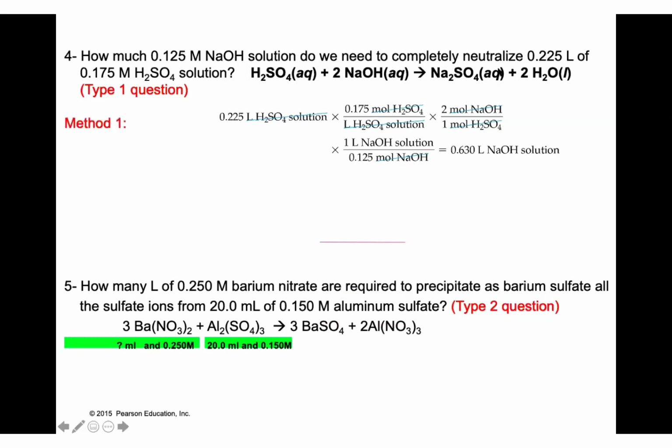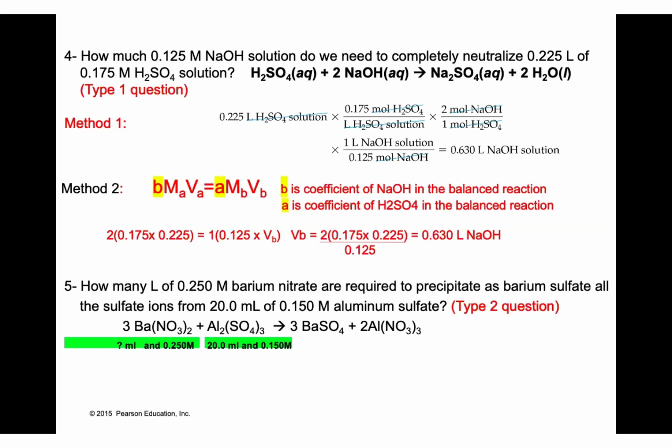This is method 1, just type 1 question. I give it a second way. The method B, guys, is also kind of like the Boyle's law that I talked about. Like we have one side and we have another side. But in this question, we should put the one side acid and one side base. So MAVA equals MBVB.